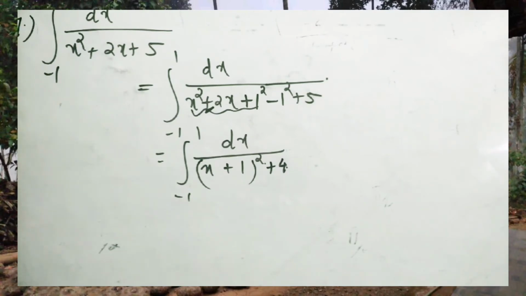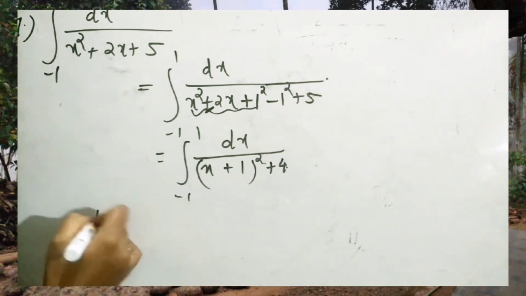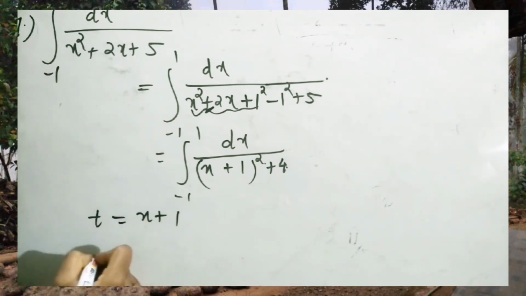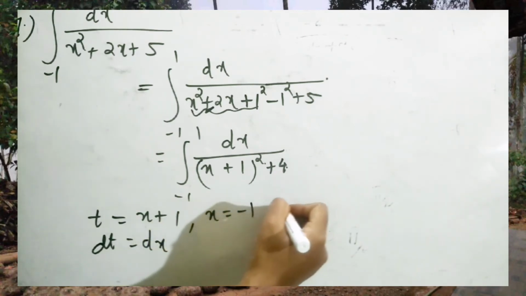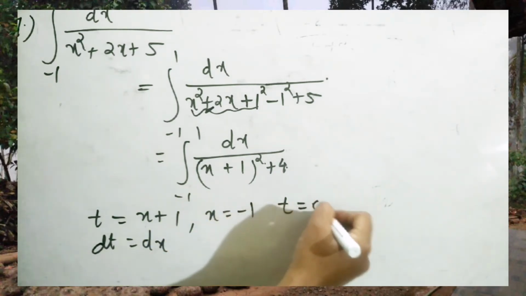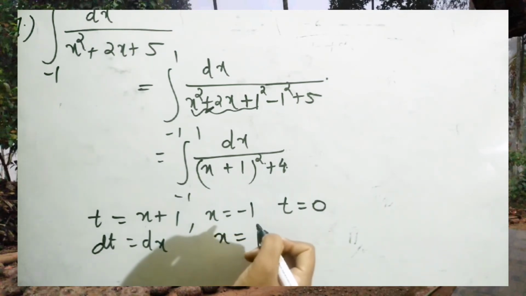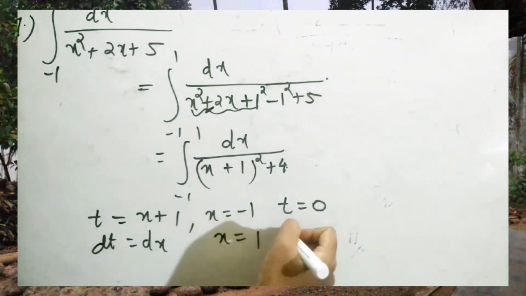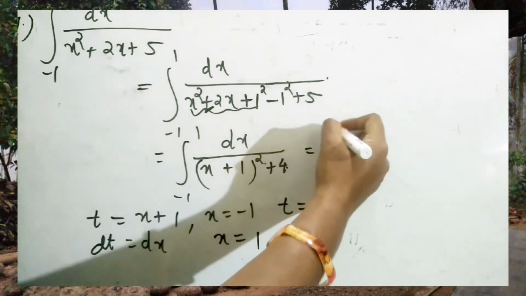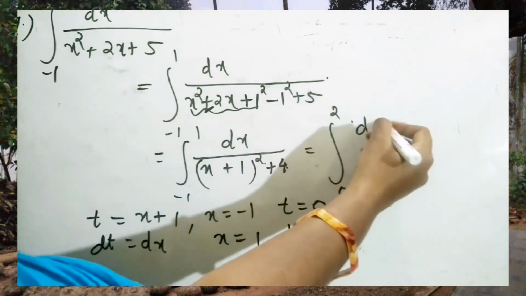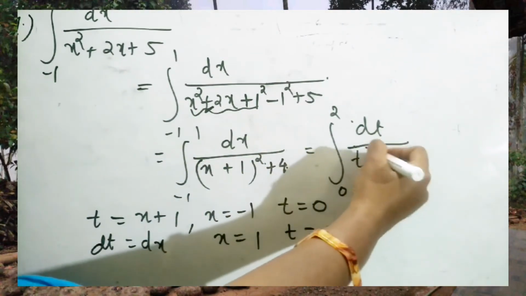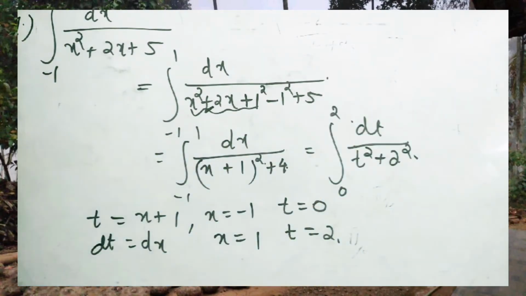Now this is of the form integral dx divided by x square plus a square, but instead of x we have x plus 1. So we are going to put t is equal to x plus 1. Then we will get dt equal to dx. When x is equal to minus 1, we will get t equal to 0, and if x is equal to 1, we will get t equal to 2. So the new integral is from 0 to 2, dt divided by t square plus 2 square.